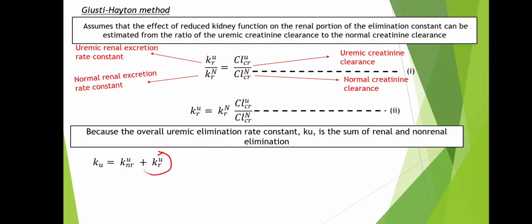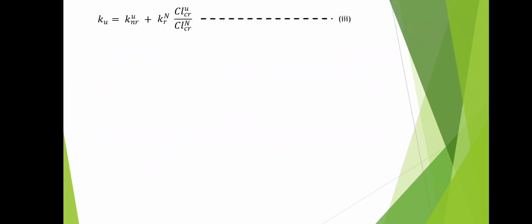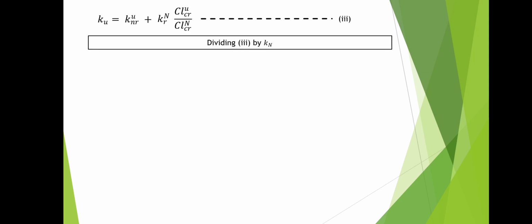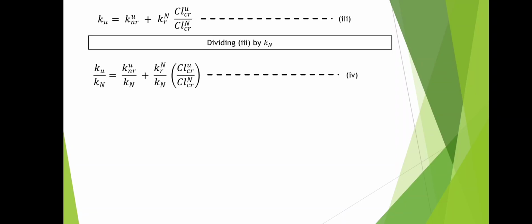And over here, in place of this, you should write equation number 2. So you can rewrite it in this manner: Ku, the elimination rate constant in uremic patient, equals the non-renal elimination rate constant in uremic patient plus this value. Let this be equation number 3. Now in continuation with equation number 3, dividing equation 3 by Kn, you can write it in this manner. Let it be equation number 4.